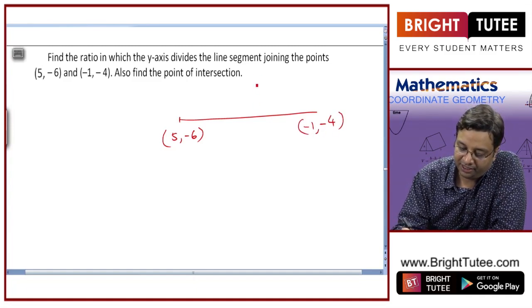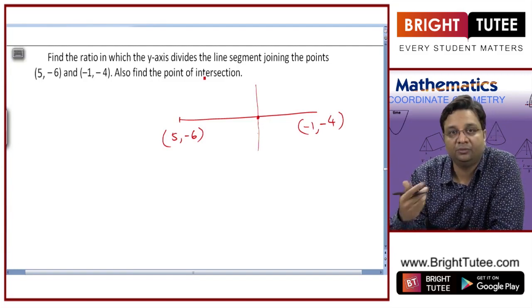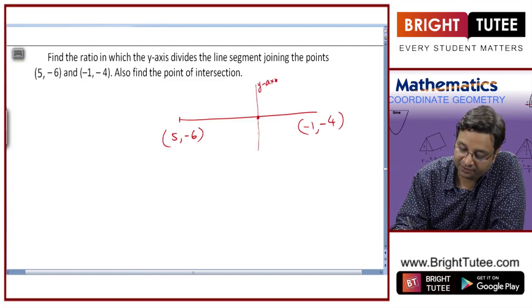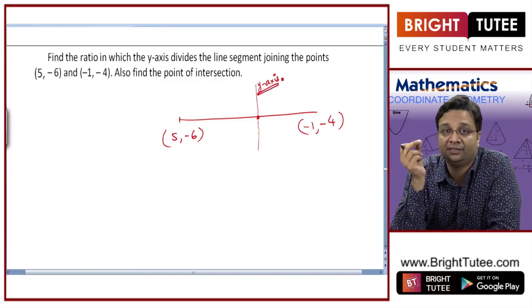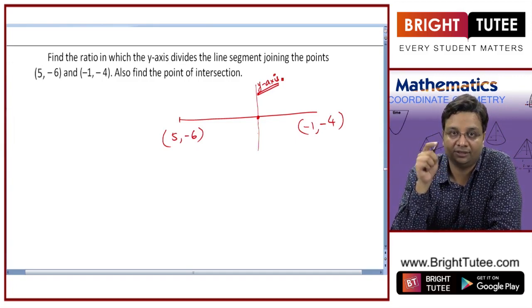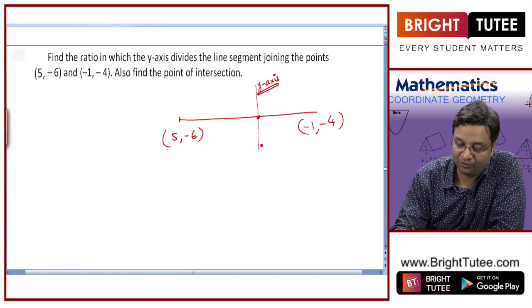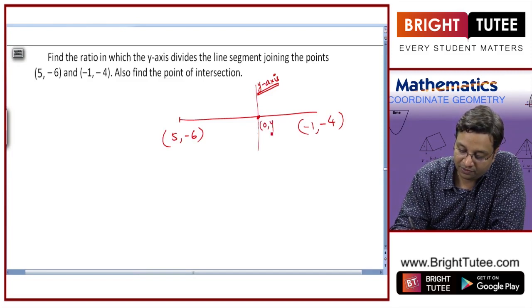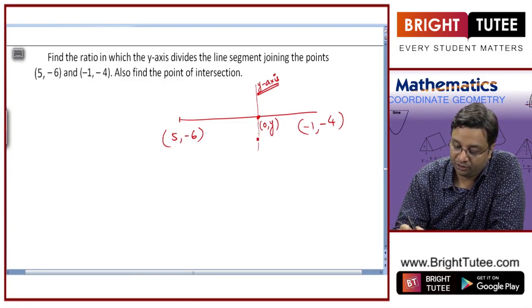Let us say the y-axis is dividing this line somewhere, let's say here. What will be the coordinates of this point? This is the point of intersection. Let us say this is the y-axis. What is the property of the y-axis? Every point on the y-axis has its x coordinate equal to 0. So the x coordinate of this point is 0 because it is lying on the y-axis. So let's assume the coordinates of this point as 0 comma y, and we need to find this point of intersection, so we need to find the value of this y only.